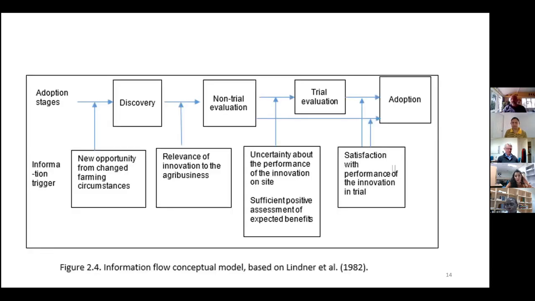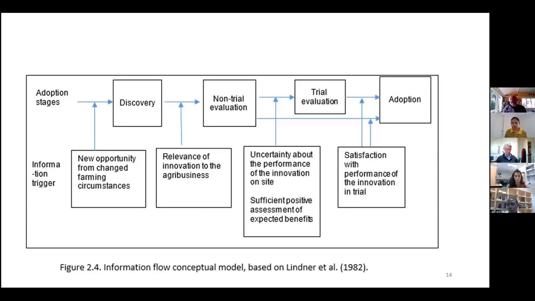This is another one that I looked at, and this is more reflecting what the process of learning is for agricultural adoption. So we actually have stages, and in this case is information flow, a discovery stage, non-trial evaluation, trial evaluation, and adoption. This became quite accepted in agricultural adoption as a model for the adoption process.